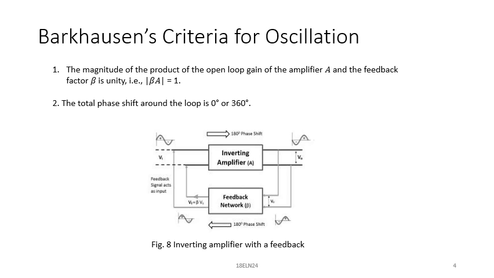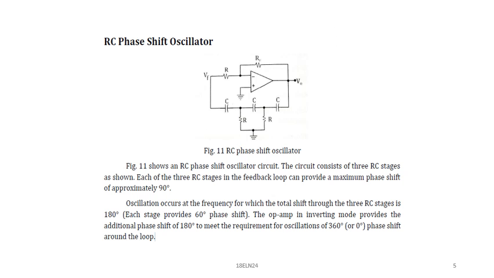So we'll discuss the types of oscillators. Here in your syllabus it mentions RC phase shift oscillator and Wien bridge oscillator. Both are RC oscillators. And the first one is the RC phase shift oscillator. So this is the circuit diagram for the RC phase shift oscillator.